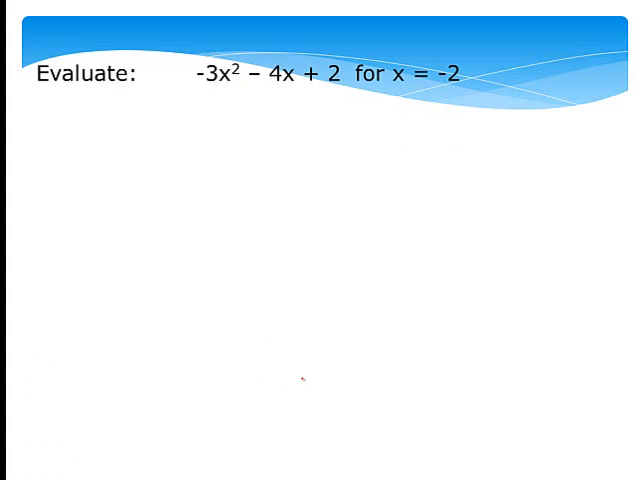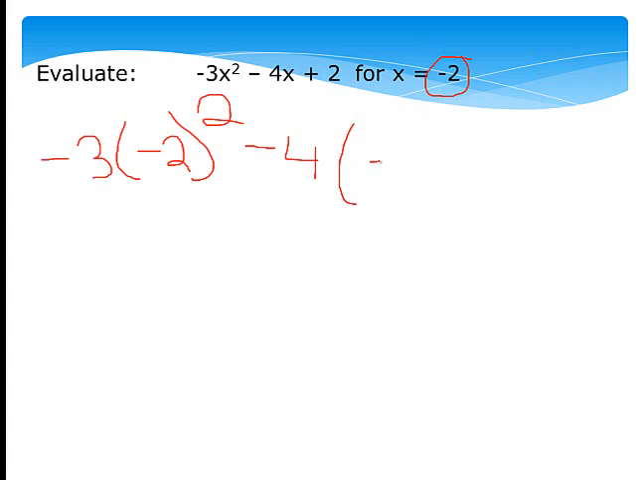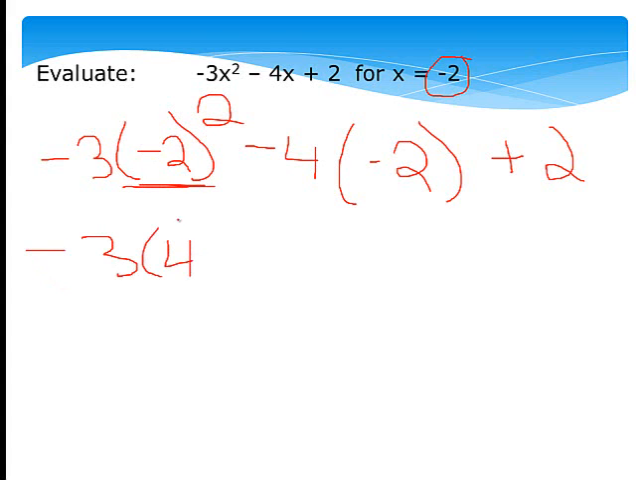All right, take a look at this one and evaluate it for x equals negative 2. Hit pause to work the problem out. Okay, so when I work this one out, it's a negative 2. So it's a little bit different. So I'm going to do negative 3 times negative 2 squared minus 4 times negative 2 plus 2. So now I'm going to do the negative 2 squared first. What's negative 2 squared? 4. That's going to give me negative 3 times 4 minus 4 times negative 2 plus 2.